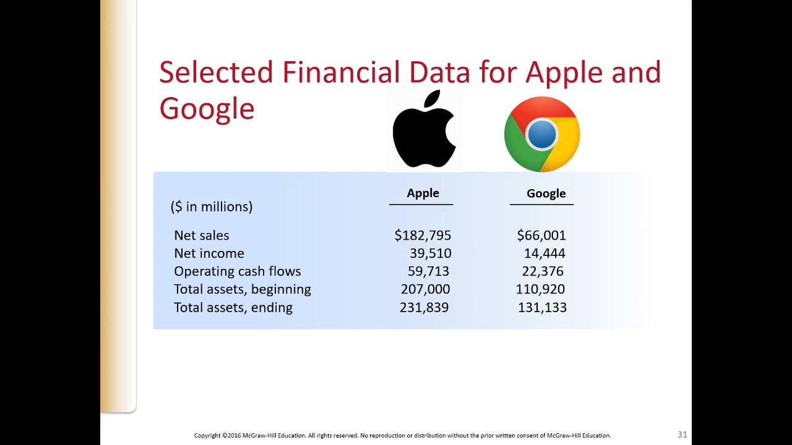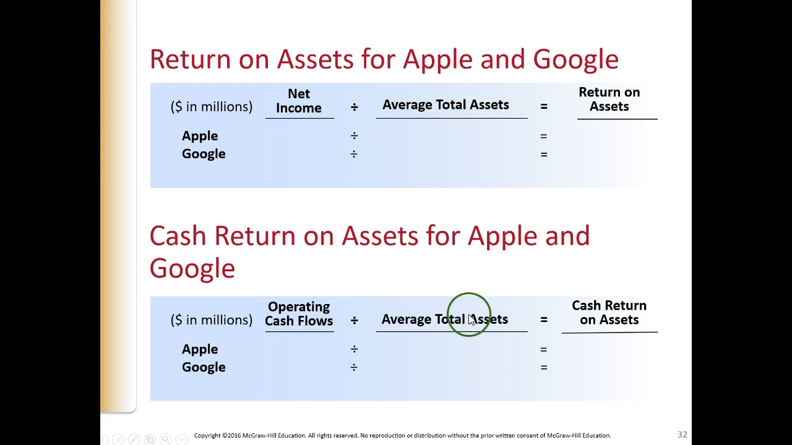A couple of companies you're familiar with, Apple and Google, and I'm sure these numbers came from a previous annual report for each of these. And these numbers are in millions of dollars, so if you wanted the actual number, you would add 6 zeros to the end of each of these. Let's take these numbers and generate some ratios.